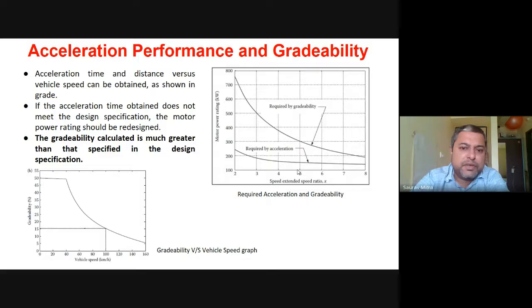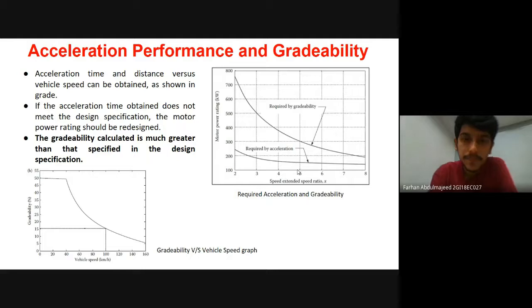In this case, the torque required for gradability is too high and the torque required for acceleration is too low. But as you go to the right side, the extended speed ratio is more, which means the base speed is less. In this case, the gradability torque required and the acceleration torque required are almost similar. For a lower extended speed ratio, the difference between gradability torque and acceleration torque is too much. You can find here it is around 750 and 250.